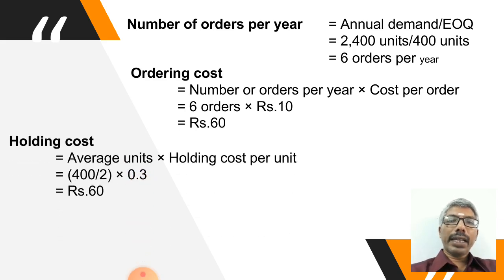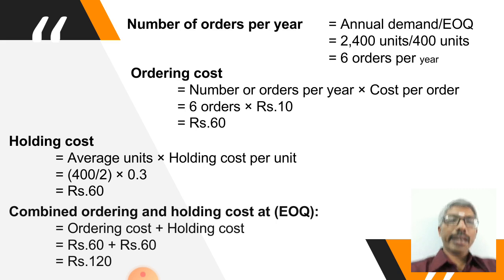With regard to the carrying cost, here we are placing 400 units per order. Therefore, on average we store 200 units in our godown. The holding cost per unit is 0.3. Therefore, the total carrying cost is equal to 200 into 0.3, that is rupees 60. Therefore, the total ordering and carrying cost is 60 plus 60, that is rupees 120.